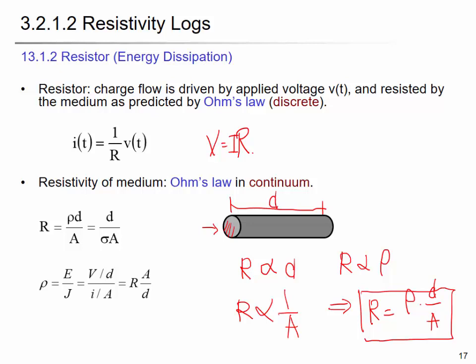And what is sigma? Sigma is the reciprocal of electrical resistivity. So sigma is called the electrical conductivity, and it's the same as 1 over rho.